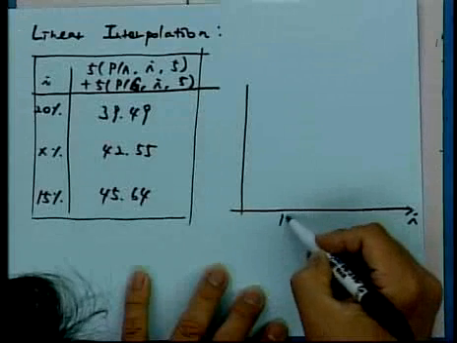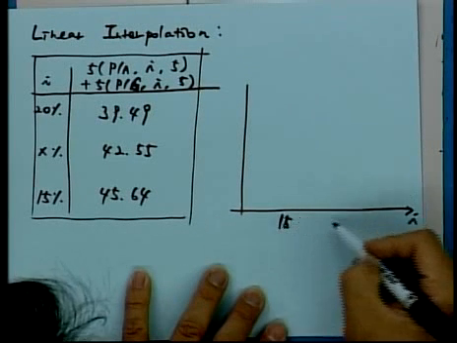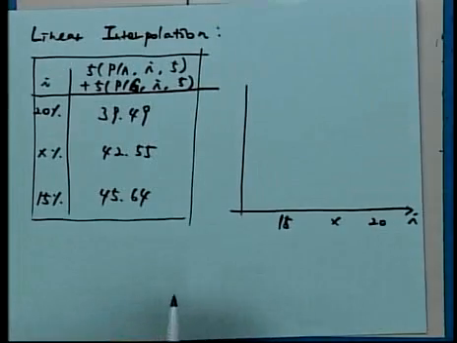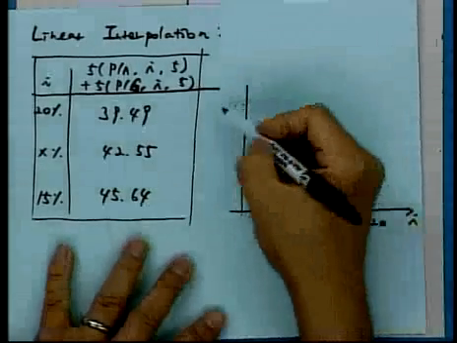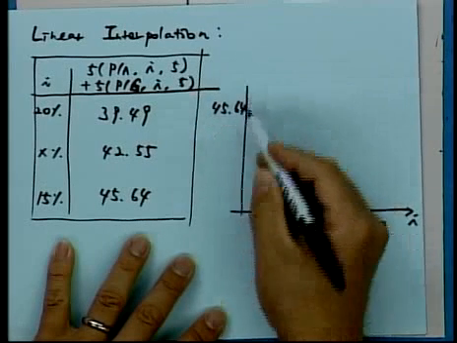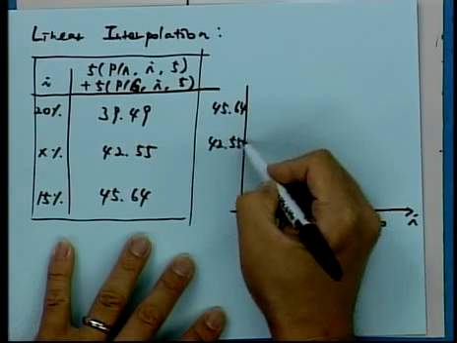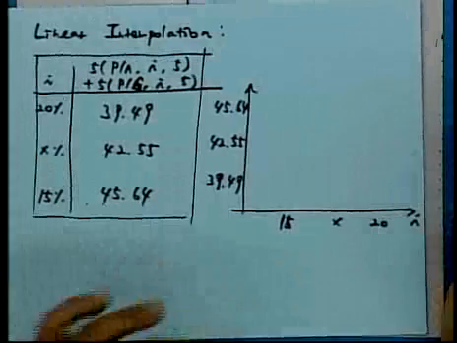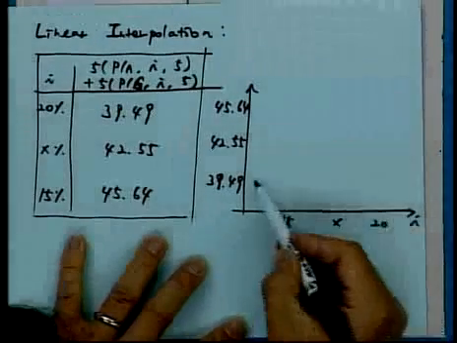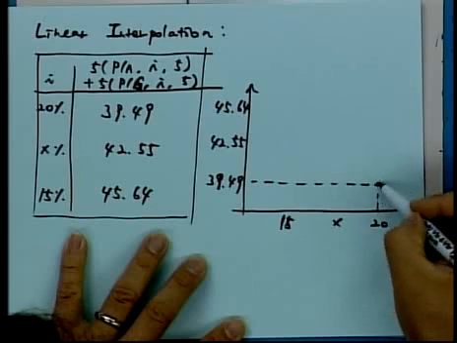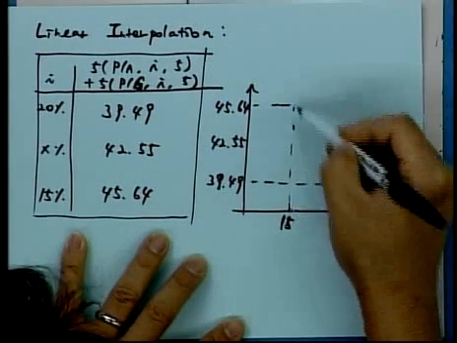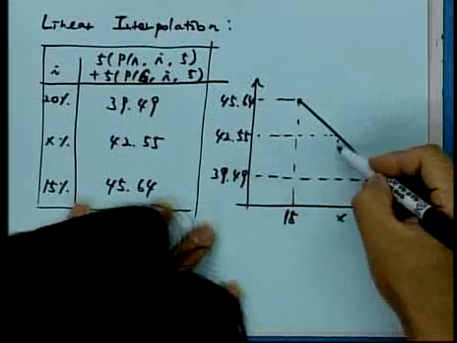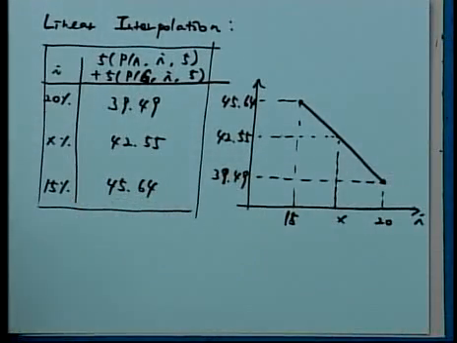15%, X and 20%. And then here 45.64, 42.55, 39.49. Okay. So we have this and this. And then here, this. Okay.